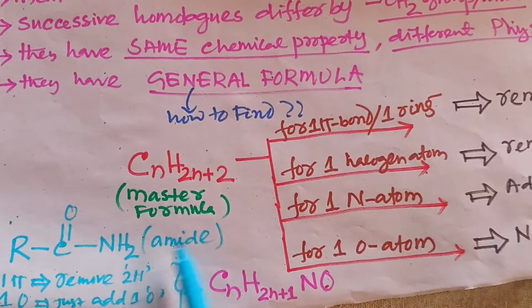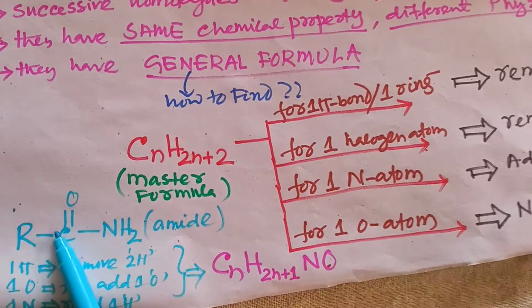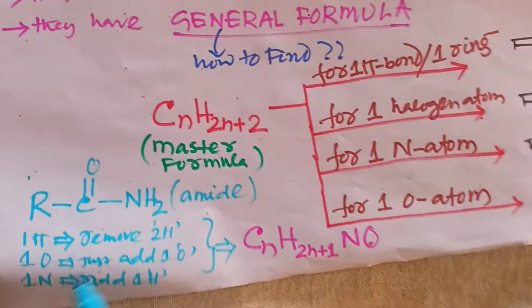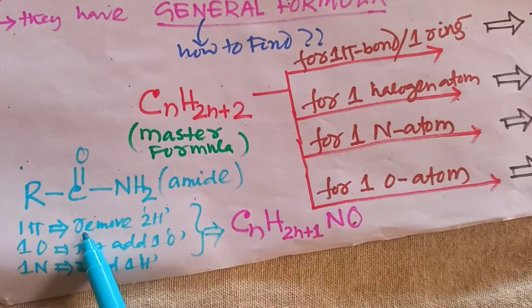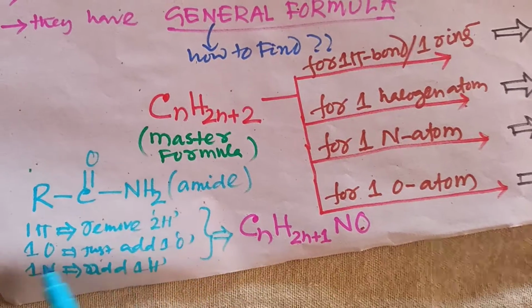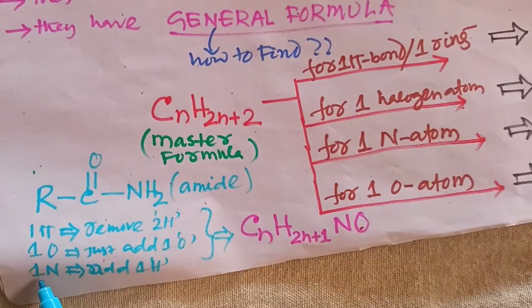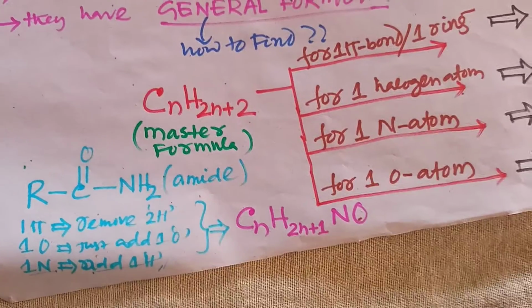So we want to find out the general formula of this amide. This is RC double bond O and NH2. This compound contains 1 pi bond. That means we have to remove 2 hydrogens. This contains 1 oxygen, just add 1 oxygen. This contains 1 nitrogen atom. That means we have to add 1 hydrogen atom, and the nitrogen atom is added.